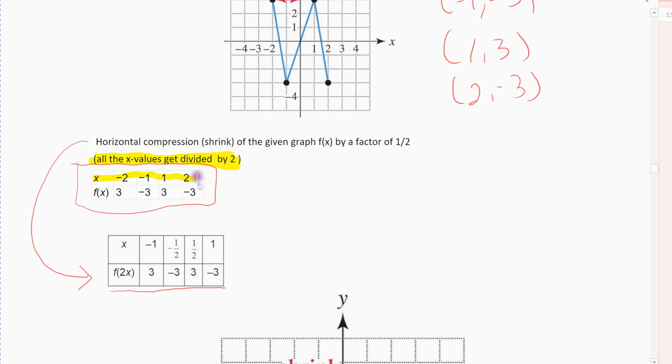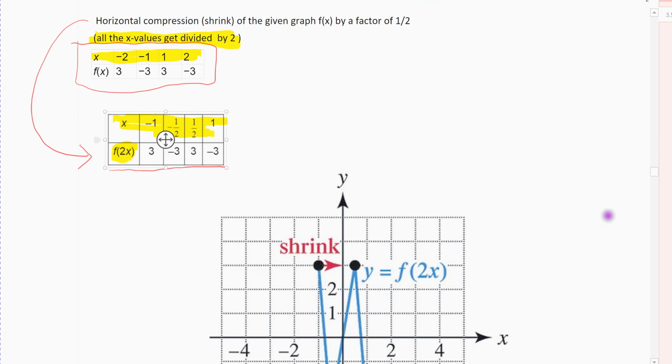And so these were my x values. They all got divided by 2. So instead of getting to the function value 3 at negative 2, we get to the function value 3 at negative 1, negative 2 divided by 2. And same thing for the next one. Instead of getting the function value negative 3 at negative 1, we get there at negative 1/2, and the same for all of the rest of the points. When we multiply the x values, we divide to get to that number again. And that's the hard part about horizontal moving.